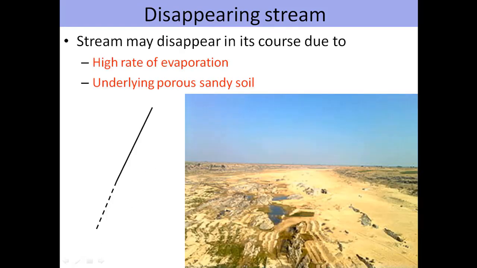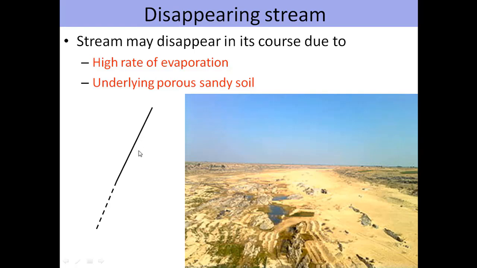Another interesting drainage feature on a topographical map is not exactly a pattern, but we can say a disappearing stream. How to identify this feature? First understand why these streams disappear in a particular region. Streams may disappear because of two reasons. First, high rate of evaporation, and second, underlying porous or sandy soil.